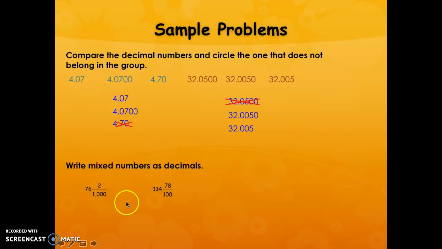Another thing you're going to be doing today is writing mixed numbers as decimals. So we have 76 and 2 thousandths. That's what it would look like as a decimal. 76 and a 2 in the thousandths place. Look at this one. 134 and 78 hundredths.